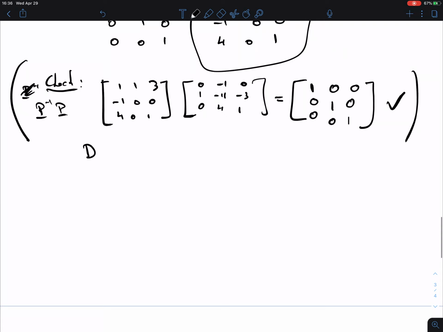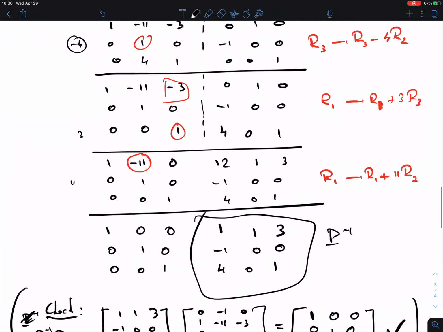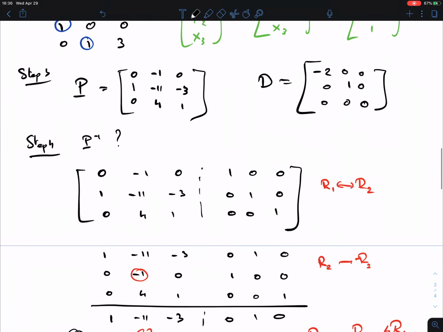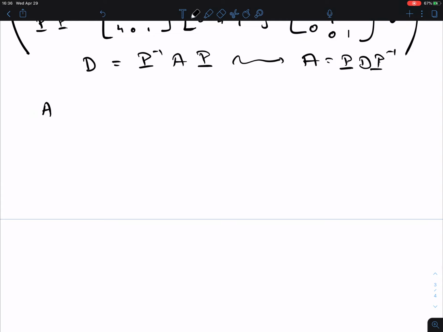So where are we now? We know that D is equal to P inverse A P. I start from this formula, and from that formula I get the formula that A is equal to P D P inverse. Make sure that you don't get confused here about where the inverses go, because that's important. Of course, it makes a totally different thing. Okay, so what was the question? The question was A to the power 5. So A to the power 5, we now know is P D to the power 5, P inverse.